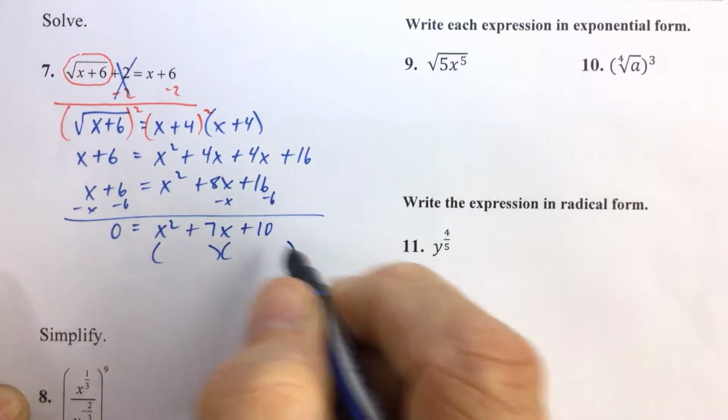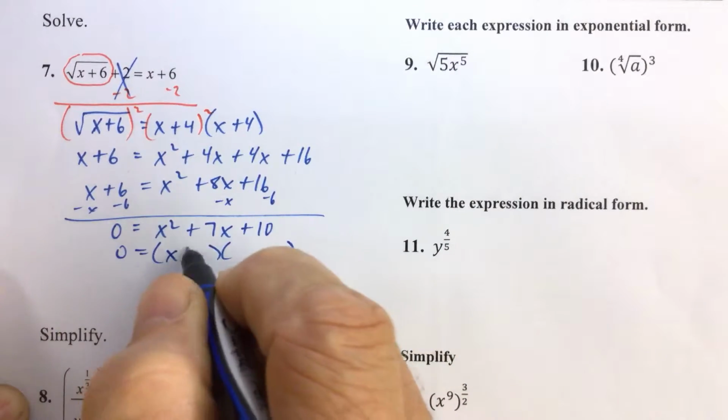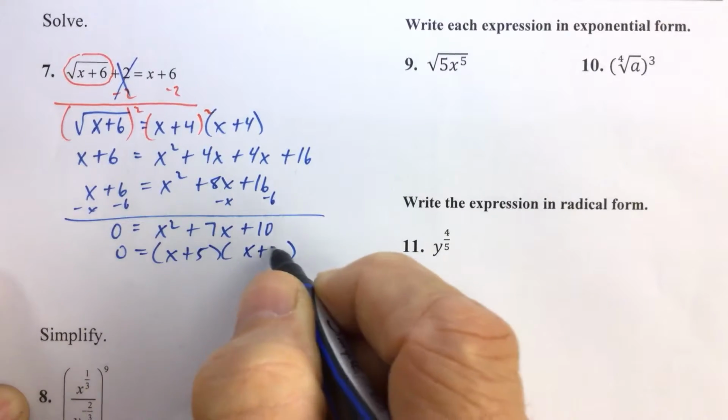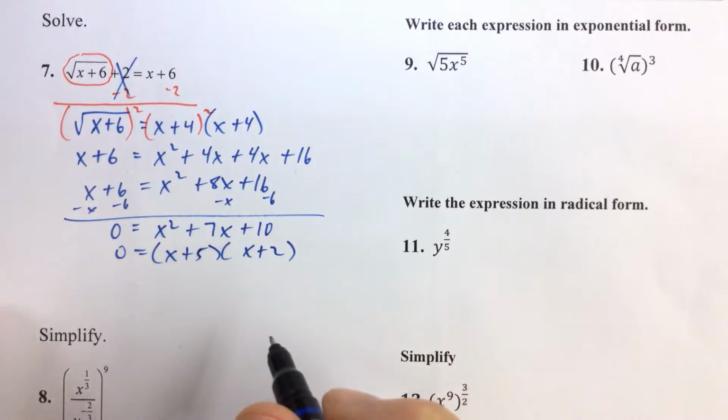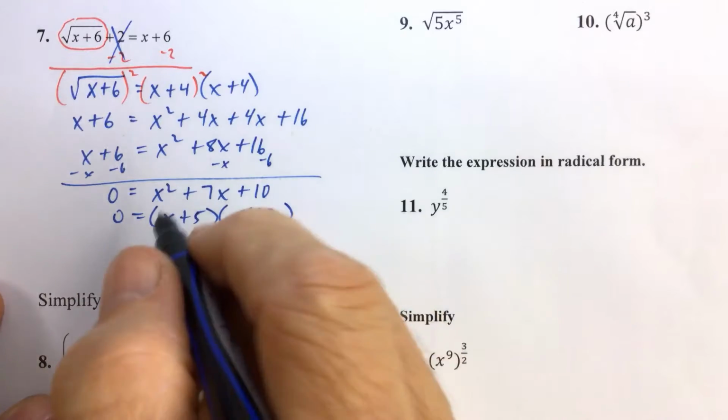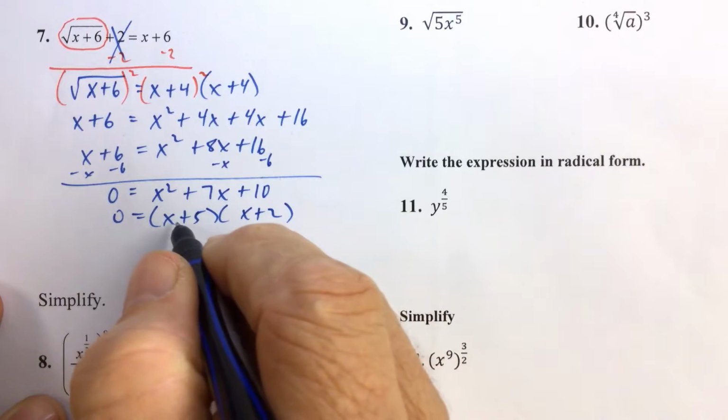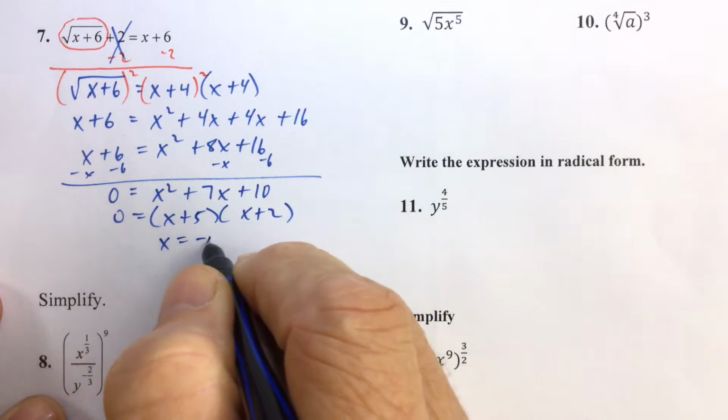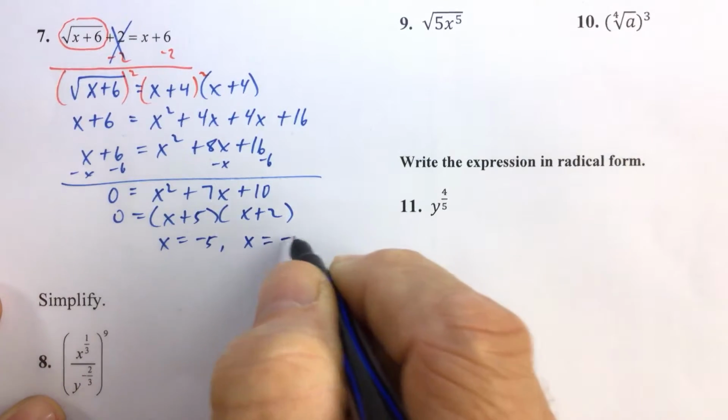So now we know we have a quadratic equation. Solving a quadratic equation means that we have to factor the right side. We can try to factor, and we can. And then when we set each factor equal to 0, we get that x is equal to negative 5, and we get x is equal to negative 2.